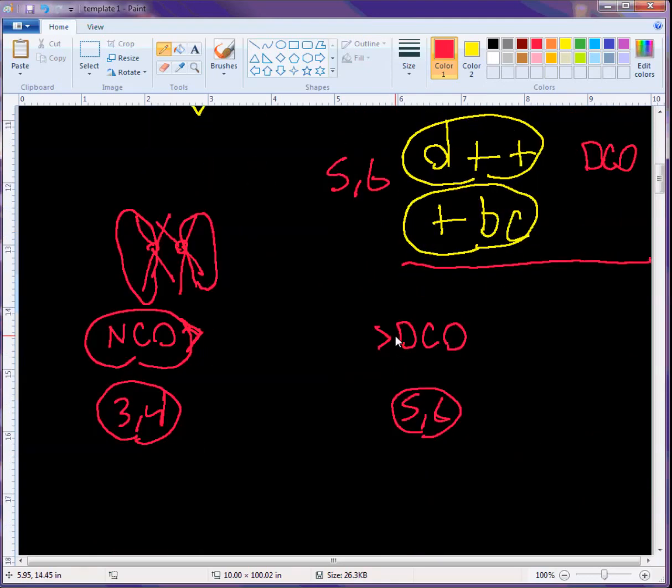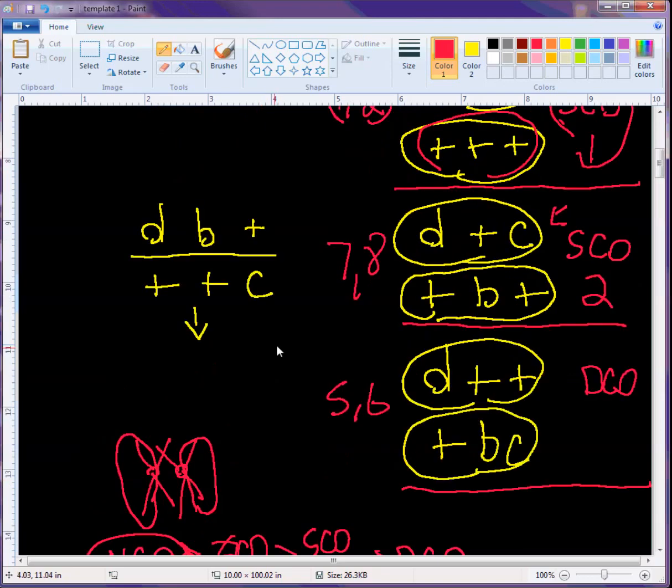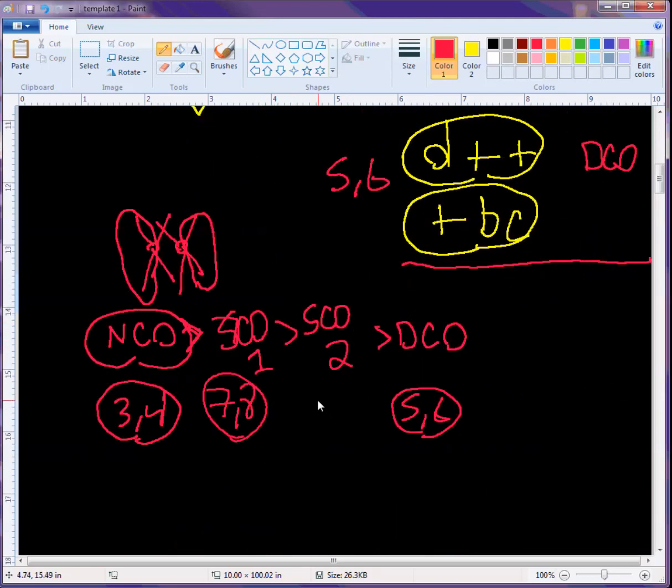So 7 and 8 are going to be found in single crossover class 1, is going to be found more often than gametes in single crossover class 2. And that was, oh wait a second, was it 7 and 8? Let's see. No, 7 and 8 was 2. And these were 1 and 2. Okay, so this is the relative order of the gametes that we should see from that female.